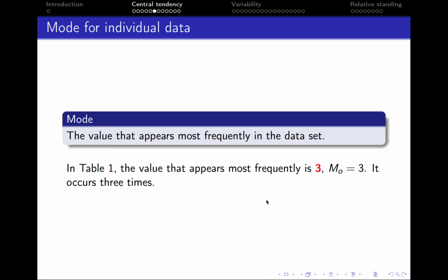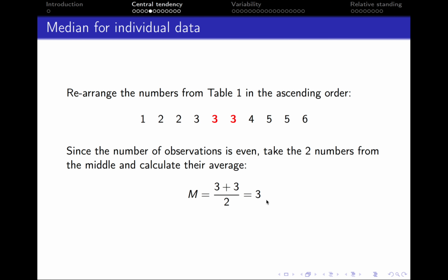Another value that I've also mentioned is the mode. This is the value that appears most frequently in the data set. If we go back to our data set, let's have a look at this rearranged data set. We will see that the value that appears most frequently is number 3, right? Because we've got 3 values of 3, and as for other values, there are only 2 values of 2, 1 value of 1, 1 value of 4, 2 values of 5, and 1 value of 6. So 3 is the mode.